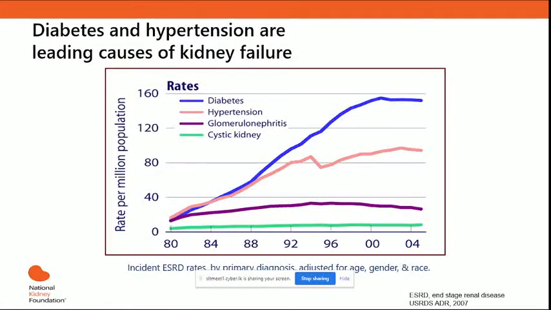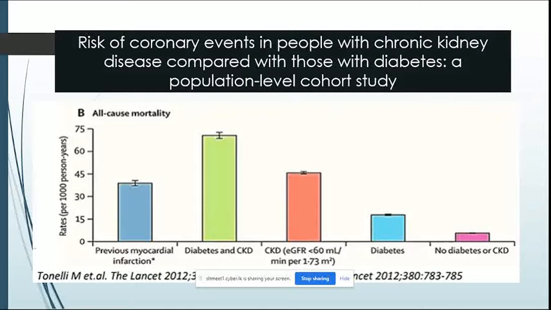And this graph shows the United States Renal Data System, with the increasing number of diabetes and hypertension cases being the major contributors to chronic kidney disease. And as I mentioned, many people with chronic kidney disease develop cardiovascular disease, and this particular study shows the risk of coronary events in people with chronic kidney disease compared with those with diabetes.